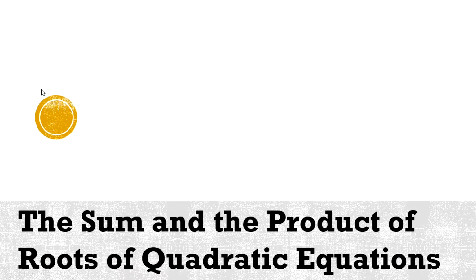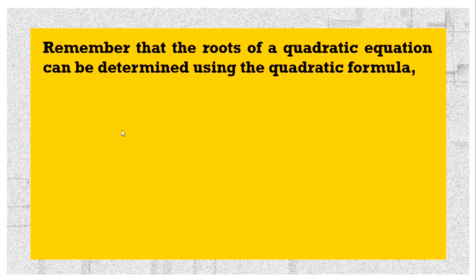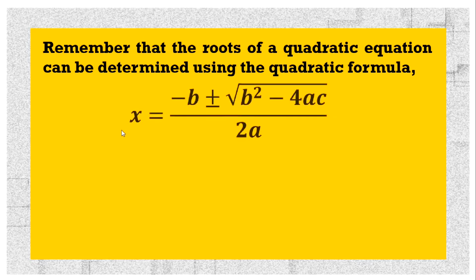Let's now have the sum and product of roots of quadratic equations. We now discuss how the sum and product of the roots of the quadratic equation ax squared plus bx plus c equals 0 can be determined using the coefficients a, b, and c. Remember that the roots of a quadratic equation can be determined using the quadratic formula, which is x is equal to negative b positive and negative square root of b squared minus 4ac all over 2a.